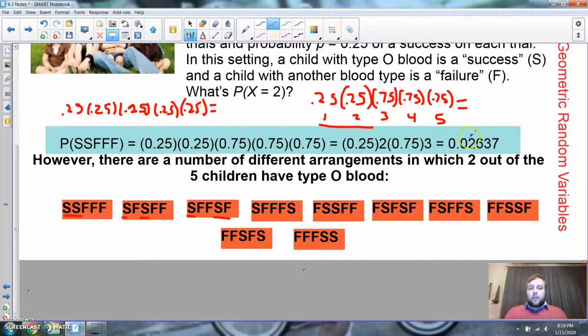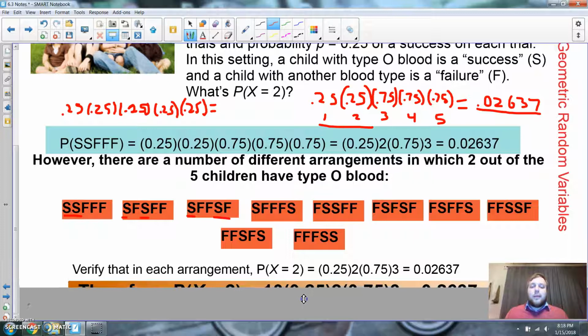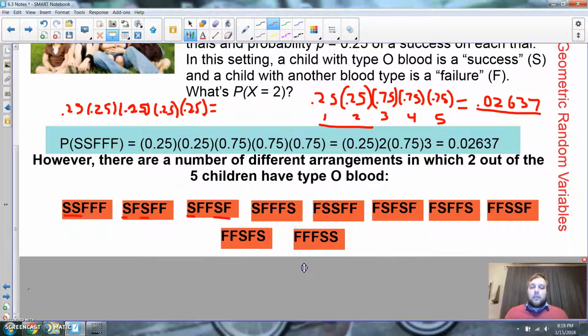So, here's the deal. If this is one way it could happen, I just need to figure out how many ways it can happen and multiply this by how many ways it can happen. Does that make sense? Because that's one way it can happen. What are all the ways it can happen? So here's the beauty, all right? We've got a formula for this.